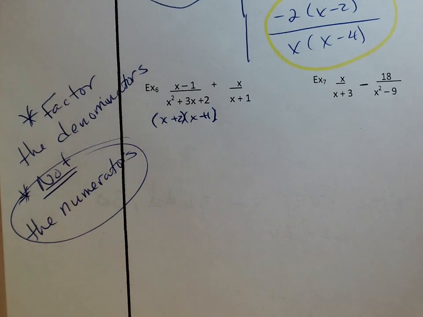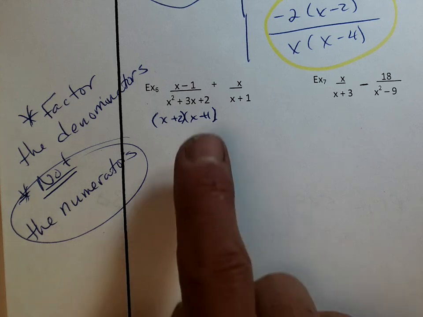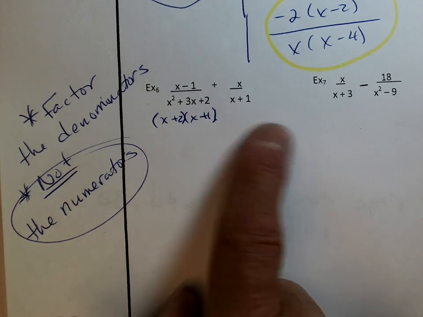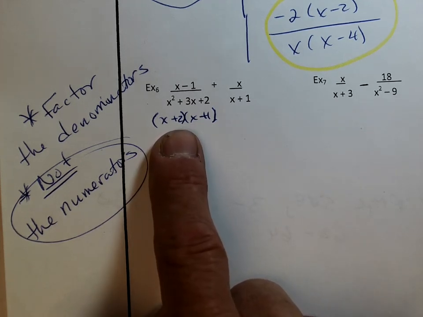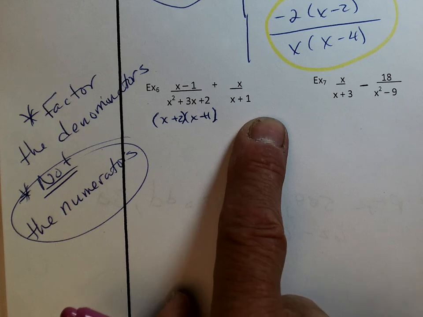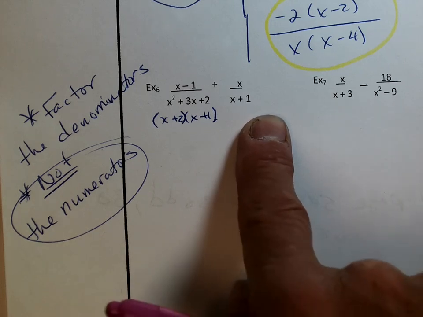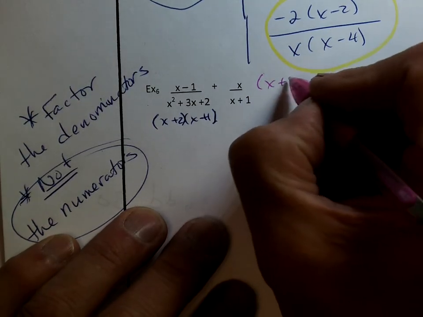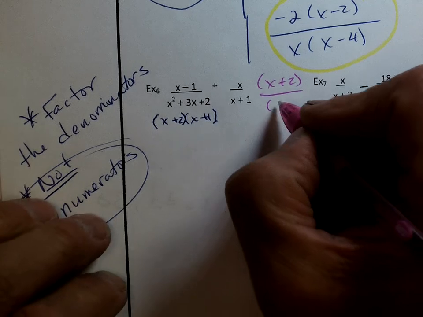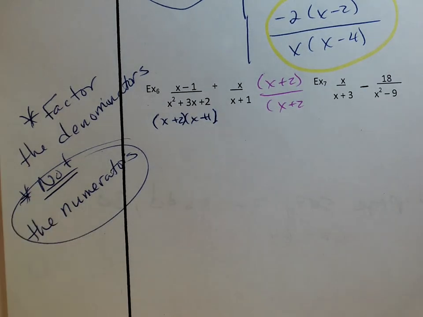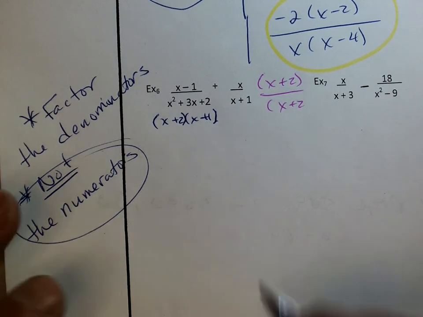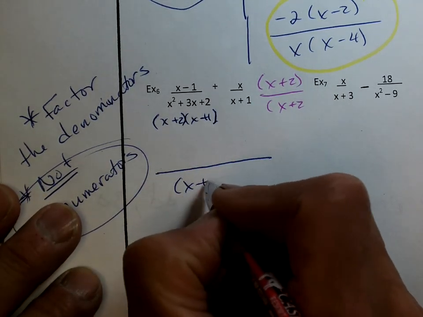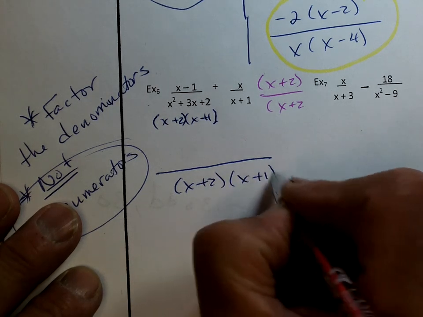Now it's like Sesame Street. What does this fraction have that this doesn't? An x plus 2, right? So to make them the same, this needs an x plus 2. We also need to use the property of 1. So we've got to multiply top and bottom by x plus 2 over x plus 2. Now we will have a common denominator, right? So our common denominator is going to be x plus 2 times x plus 1, right?